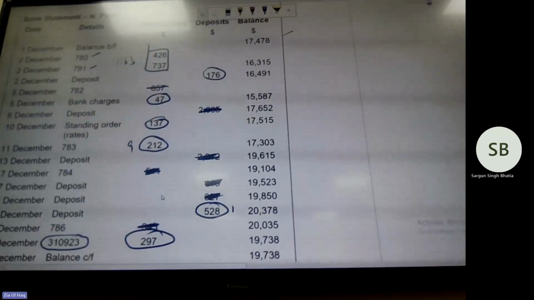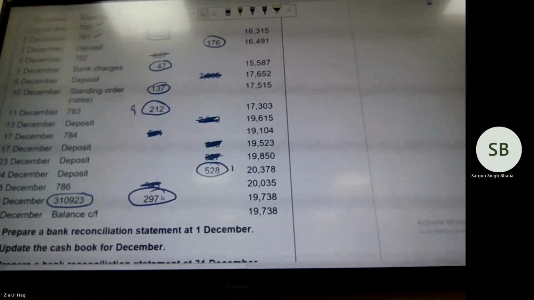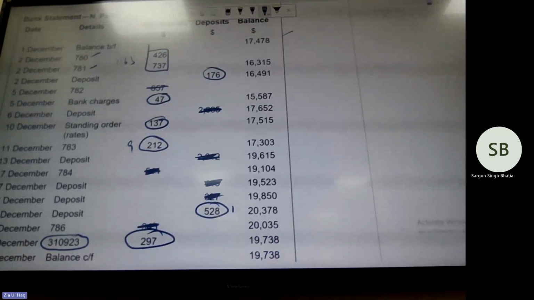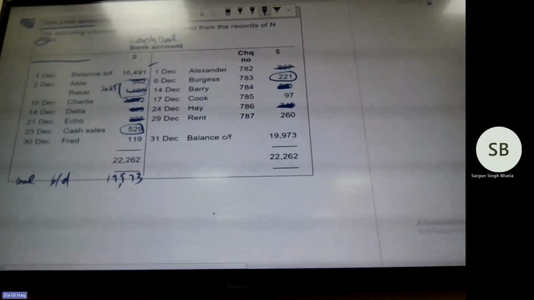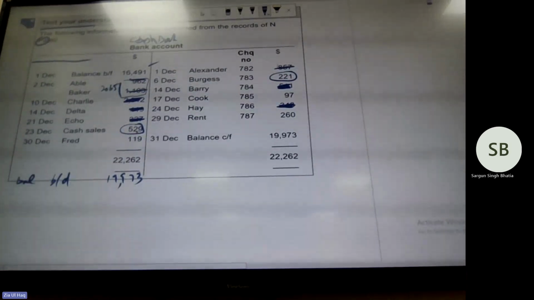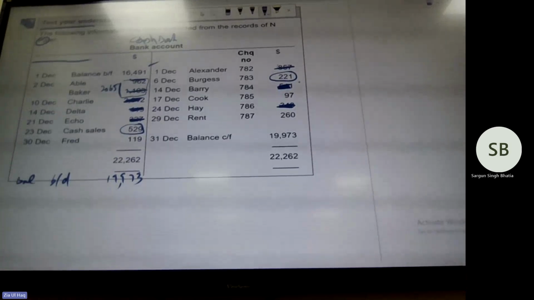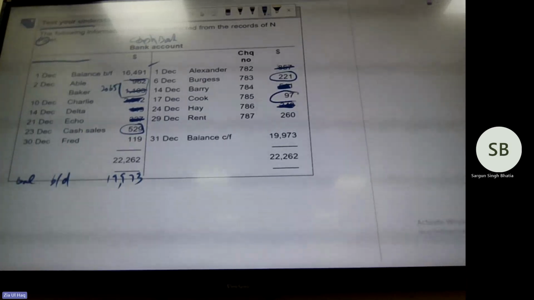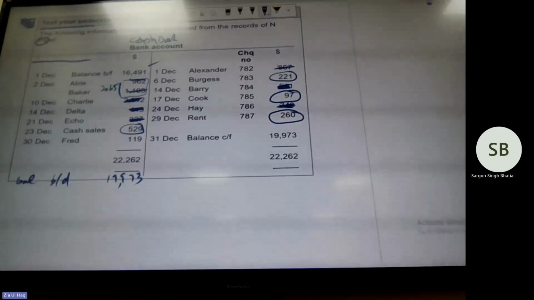So in the bank statement, we have identified these differences, 1, 2, 3, 4, 5 differences. While in the cash book, we have identified what could be the differences. For 129, there is 128. For 221, there is 212. And this 97 has not been recorded in the passbook, and this 260 has not been recorded in the passbook.